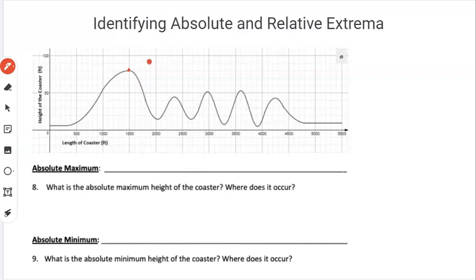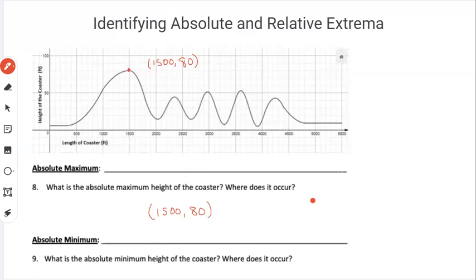On the x-axis, we have 1,500, and then on the y-axis, we have 80. So that is the absolute maximum, the highest point on the graph. We can also call it a relative maximum, but since this is the highest point on the entire graph, we say that it's the absolute maximum.